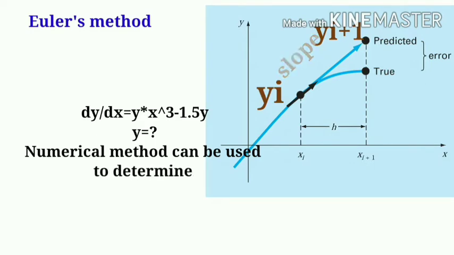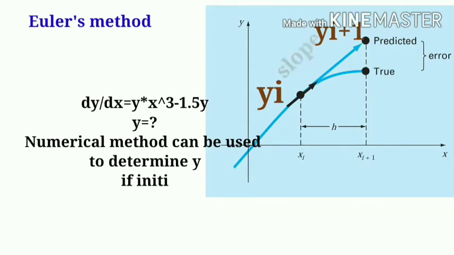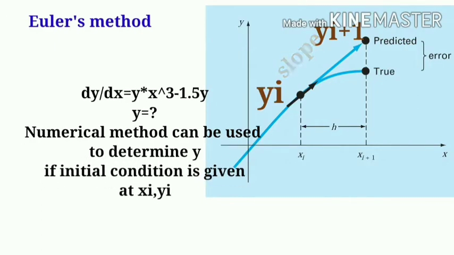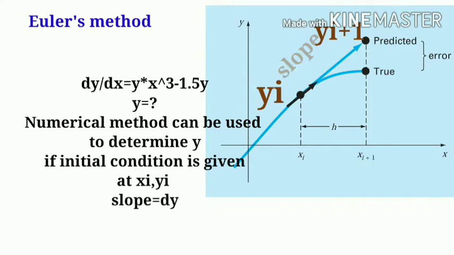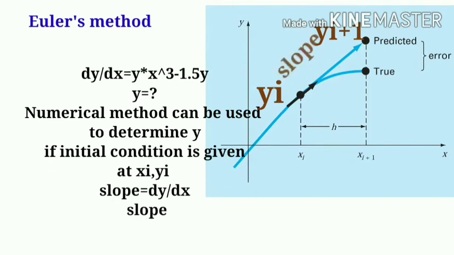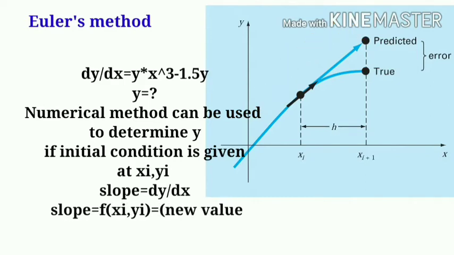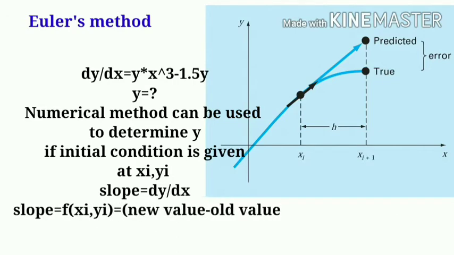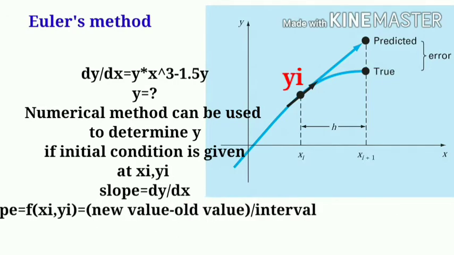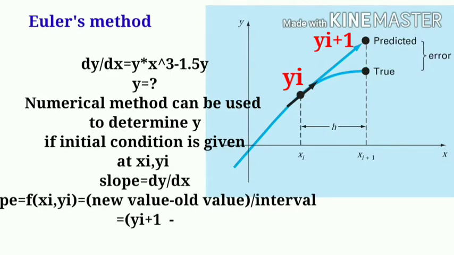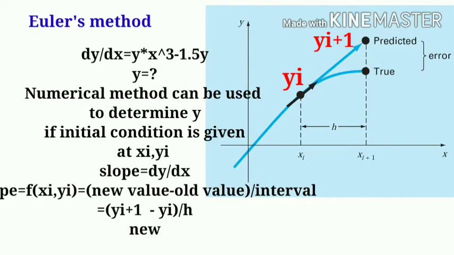So here in Euler's method, we can determine the next point yi plus 1 if we know the initial point, that is yi. So if the initial condition is given at xi, yi, at this point, first of all we will find out the slope. Slope is equal to dy by dx, or it is also equal to delta y upon delta x. So slope, which is written as f of xi comma yi, will be equal to new value minus old value upon interval, where new value is yi plus 1 minus yi, and interval is nothing but xi plus 1 minus xi.